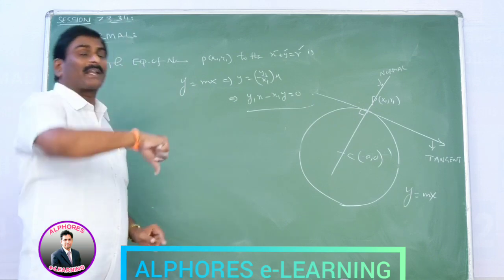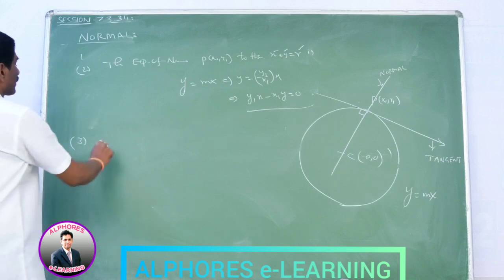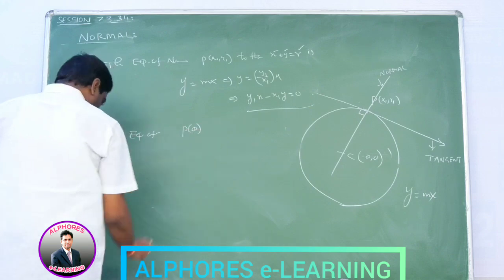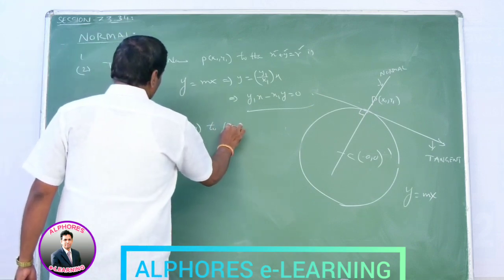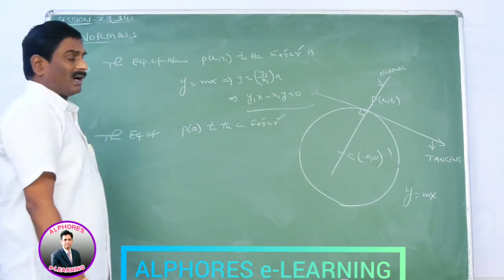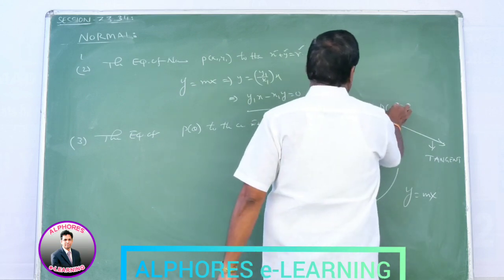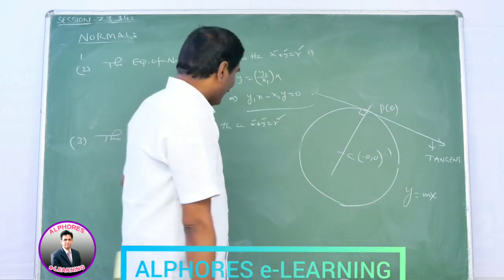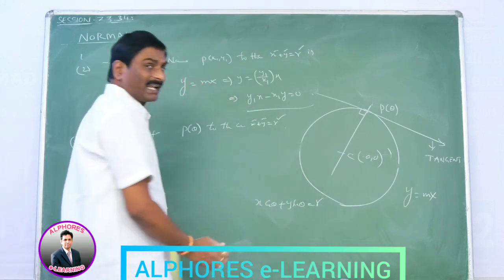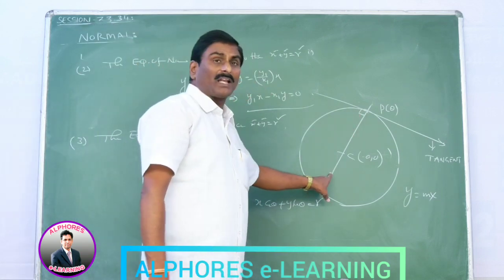Okay. In parametric form, what is the equation of the normal? Third one. The equation of the normal at P(theta) to the circle x square plus y square is equal to r square. Already we know the equation of the tangent. What is the equation of the tangent at P(theta)? x cos theta plus y sin theta is equal to r. But the normal is perpendicular to this line and passes through the center.